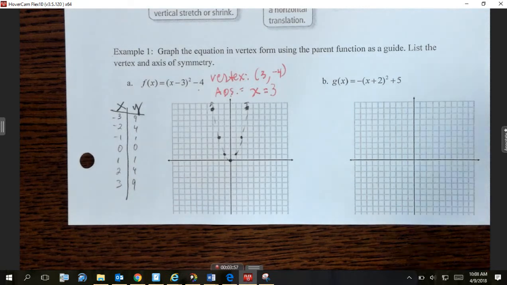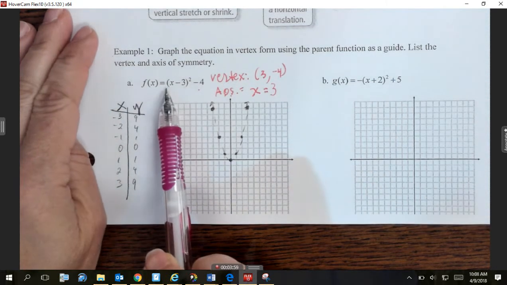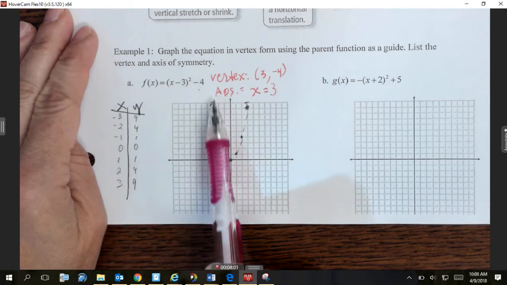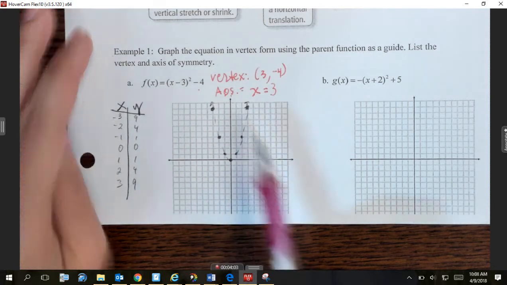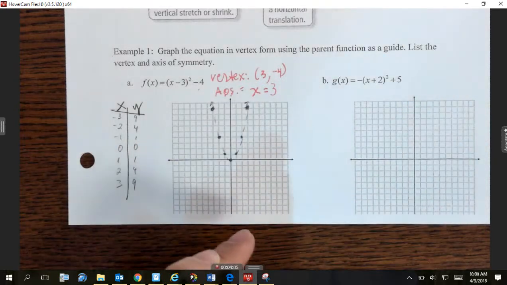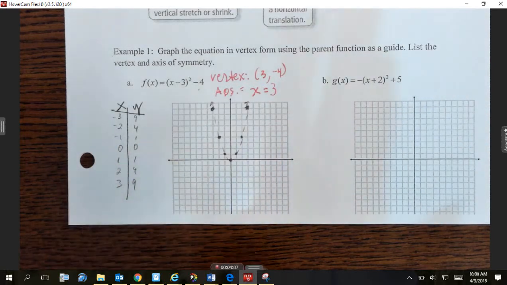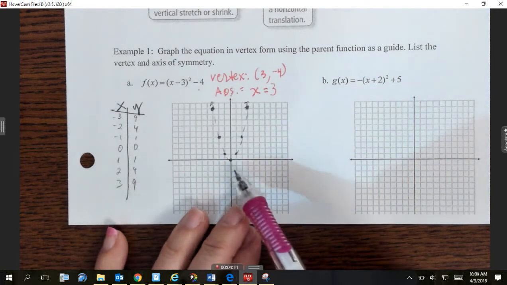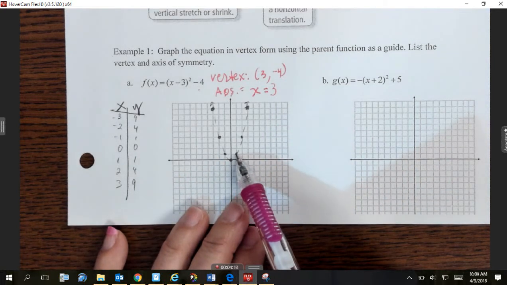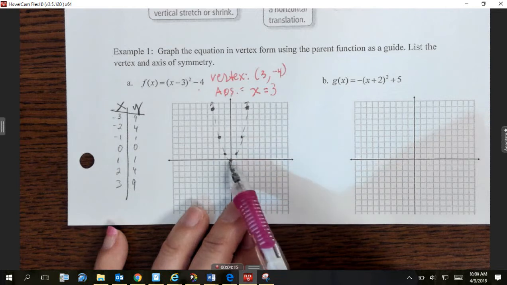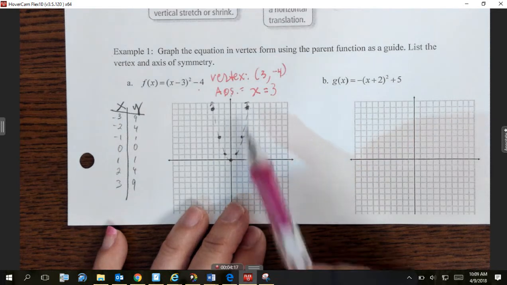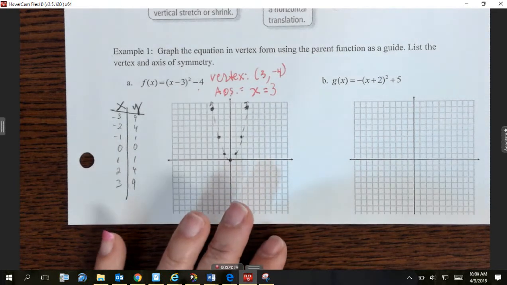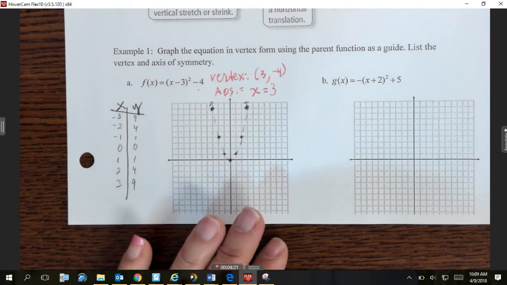Anytime you have an a value of 1, this parent function just gets slid around to wherever the vertex is. It makes it really easy to graph if you know what the parent function looks like. So from the vertex, you go out 1, up 1, you go out 2, up 4, you go out 3, up 9. You're going out a number and then up its square. That's the parent function.